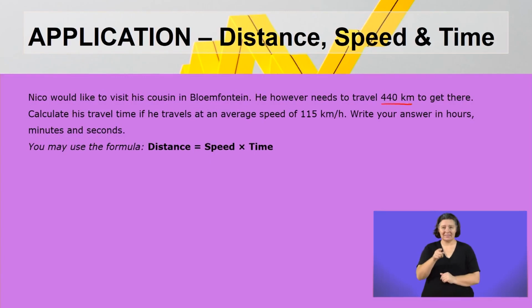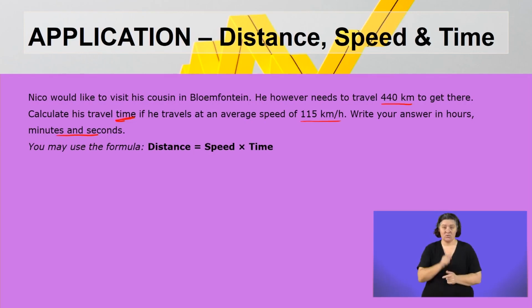All right, the next sum, we are saying, Nico would like to visit his cousin in Bloemfontein. He, however, needs to travel 440 kilometers to get there. Calculate his travel time if he travels at an average speed of 115 kilometers per hour. Write your answer in hours, minutes, and seconds. Right, so here you may use the formula distance equals speed multiplied by time.